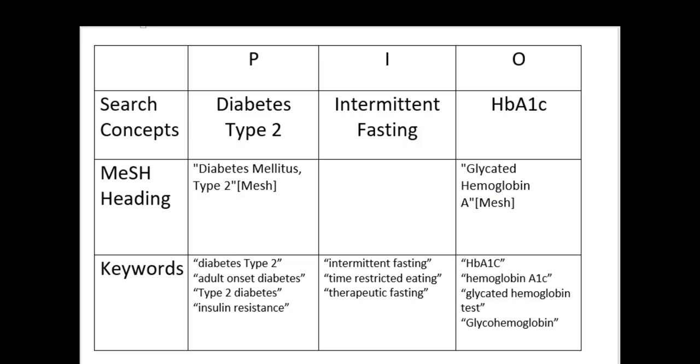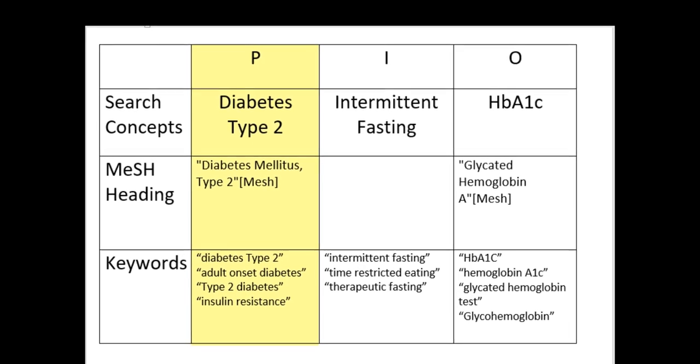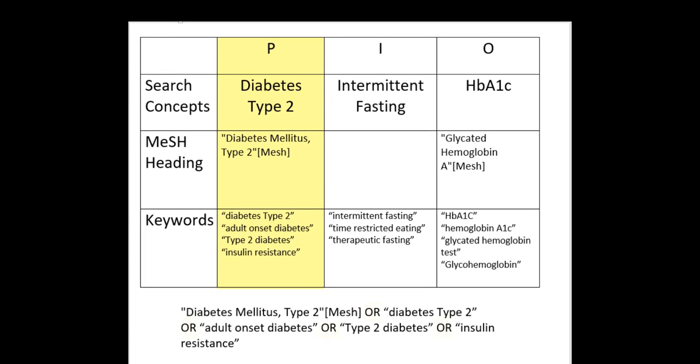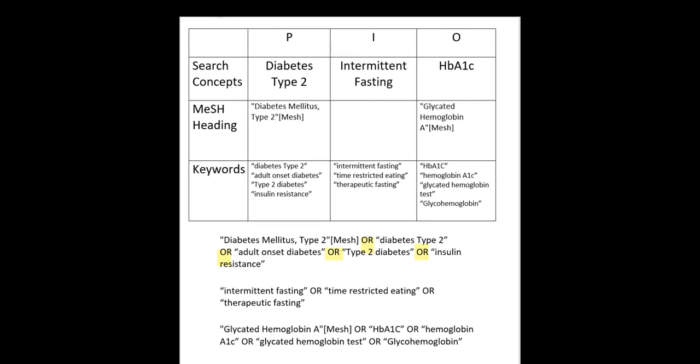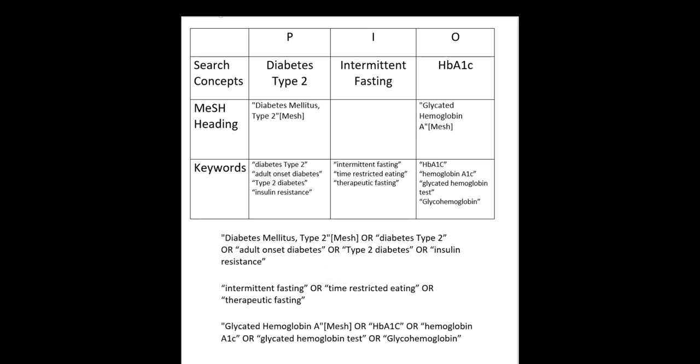Then I think of keywords that I could use to describe my concept, keywords or keyword phrases. Then I take each concept and I string together all the terms that I generated for that concept with the Boolean OR. Notice my OR is capitalized. I do that for each concept. Then I go over to the database and begin to enter my searches.